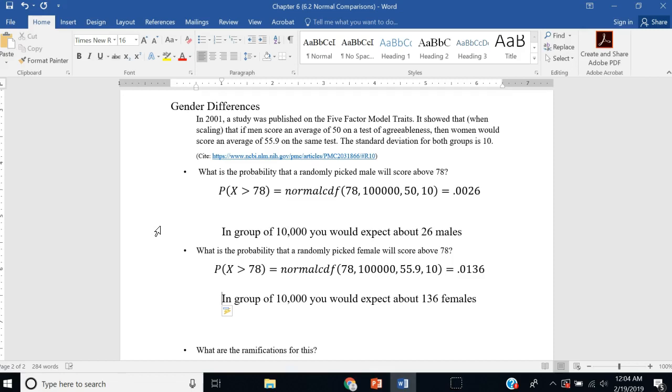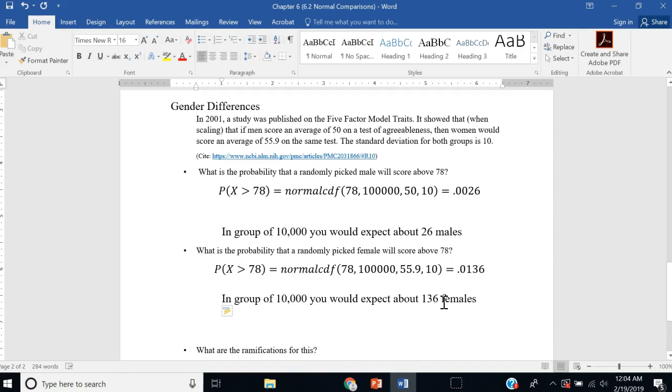Now, we could adjust the standard deviations so it doesn't work. There's all kinds of ways we can massage this. We can give bigger standard deviations to one group and smaller to the other. We can do all kinds of weird things. But the point is, we see a little over 5 times as many females score high on the agreeableness score.